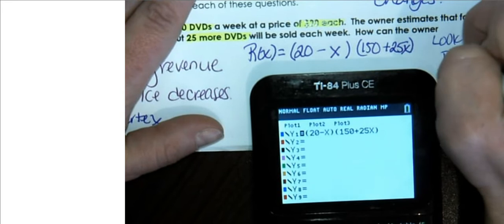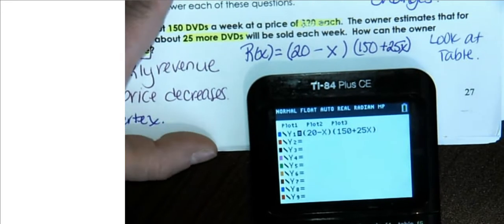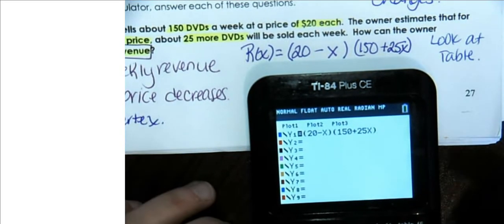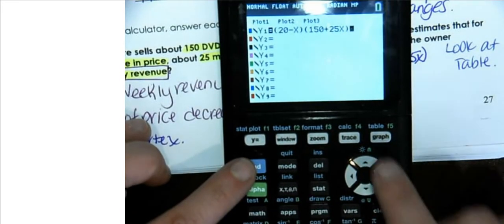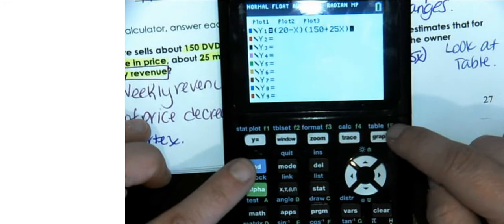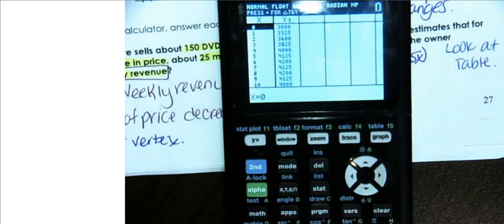And I'm going to look at the table and identify symmetry. The way you get to the table is you press second graph. Notice the word table right here, second graph. And I'm looking for symmetry. So I'm going to zoom in so that you can see the table.